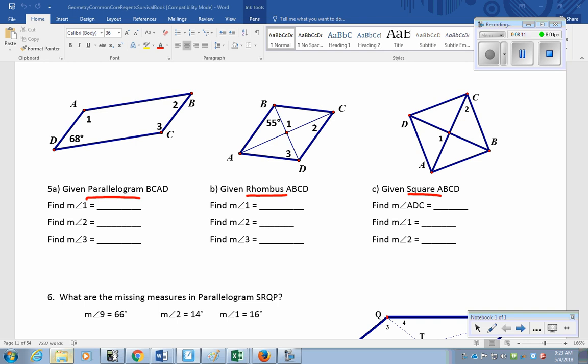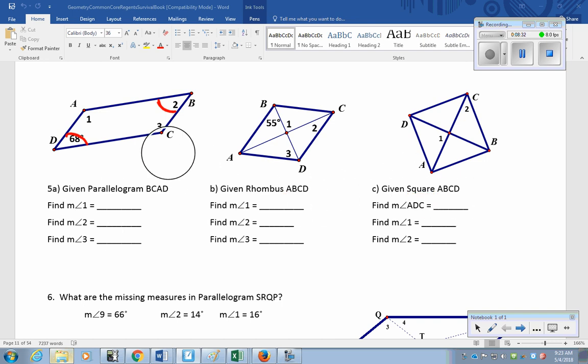So like in this case, we talked about opposite angles being congruent. So I have 68 here, which would mean that angle 2 is going to be 68 degrees as well. So use those properties to help you find answers with the parallelogram sections. Okay.